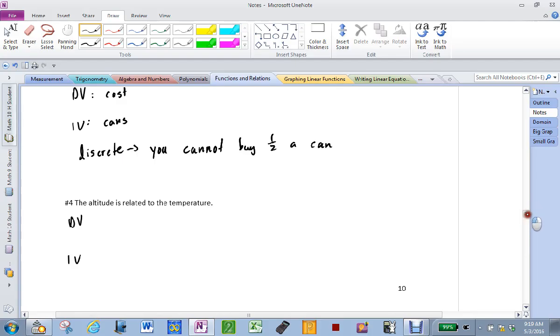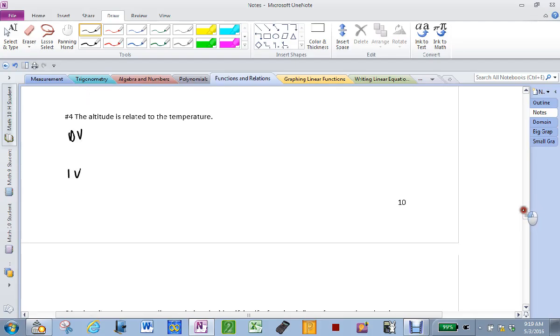And finally, altitude is related to temperature. Yes, DV and IV. Of course it is. You guys know it's colder on the top of Mount Everest than it is down here. But that doesn't explain DV and IV. DV is the temperature. As you go up, it gets cold. As you go higher or lower, the temperature changes.